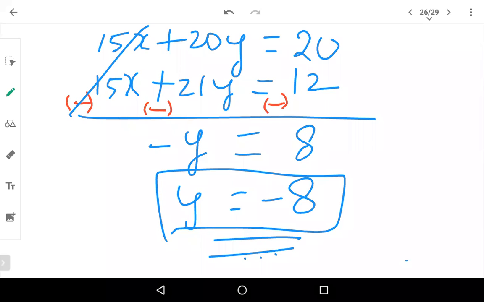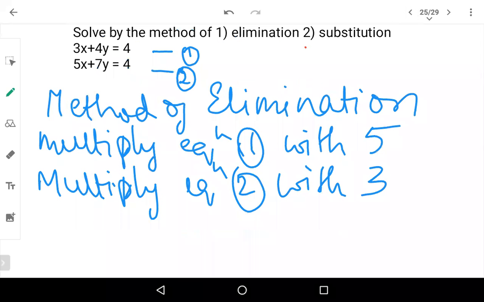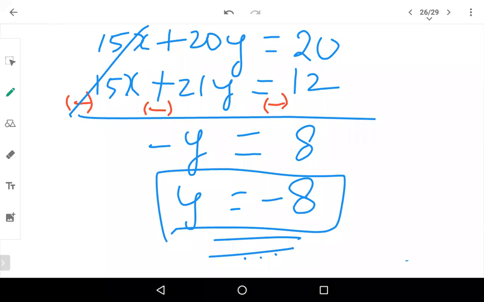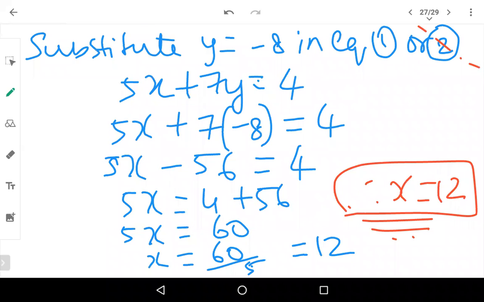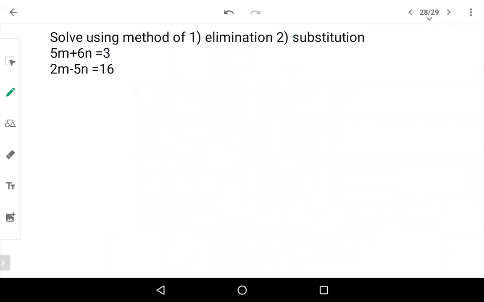What is the value of x and y that you got when you solve the same problem under substitution method? X is equal to 12, y is equal to minus 8. Okay. X is equal to 12, y is equal to minus 8. Good. Then did you try solving this problem?